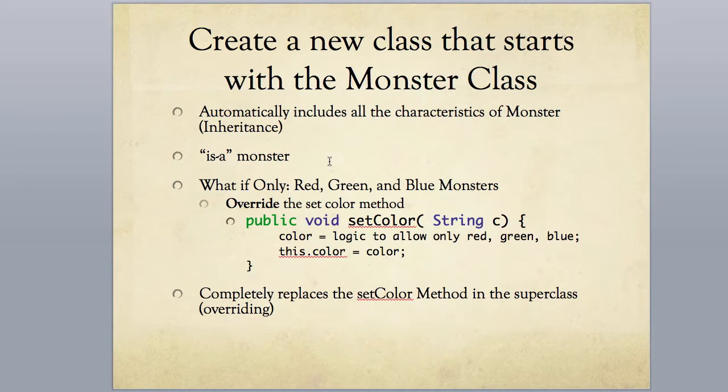then I can say that it is in fact a monster, but I want to be able to have a little bit of control over it. In this example, I'm going to say that I can only have red, green, and blue monsters. So the set color method can actually be overridden. I can override the set color method by creating a new set color method in this class that is going to inherit the monster class. Now I will only allow it to set these colors, and you can't put in a purple monster or anything like that. And when we do this, we say that this overriding characteristic has completely replaced the set color method in the superclass. All right.